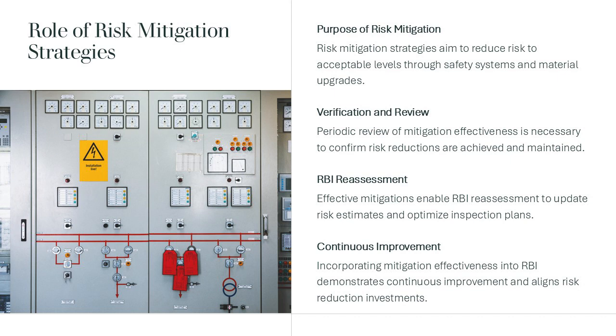This ensures that the RBI program accurately reflects current risk and avoids overly conservative inspection plans that no longer provide additional value. By formally incorporating mitigation effectiveness into the RBI assessment, organizations can demonstrate continuous improvement and maintain alignment between risk reduction investments and inspection strategies.